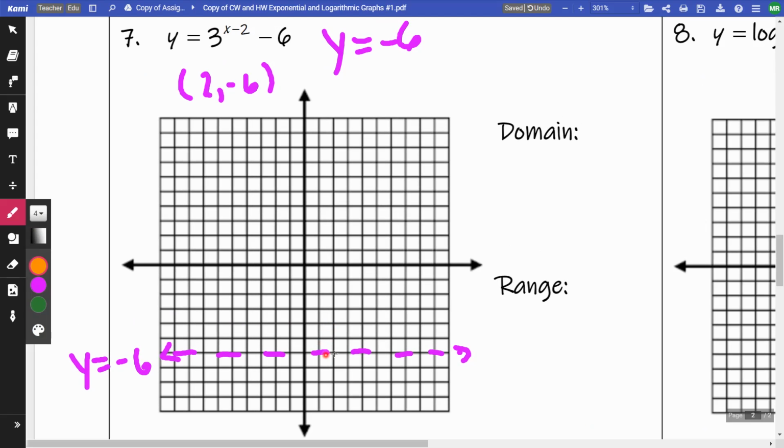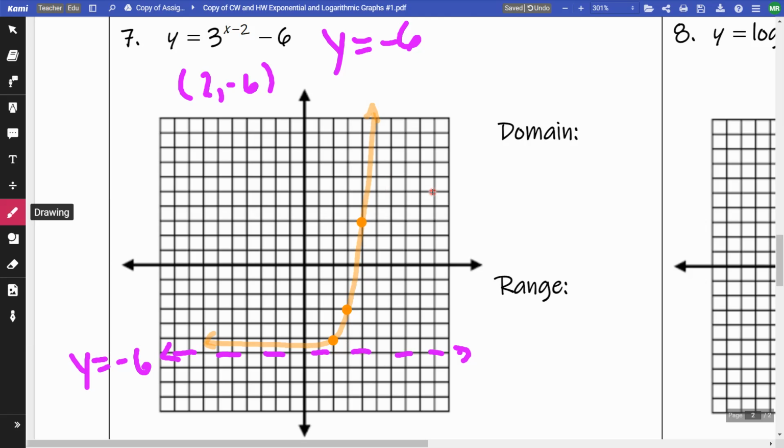So I'm doing base 3. 3 to the 0 is 1, so let me go from here out 1. 3 to the 1 is 3. Let me go out 2. 3 squared is 9, so 3, 4, 5, 6, 7, 8, 9. And if I go out again, that's going to be 27. That's not going to fit on my graph. And here is my exponential.